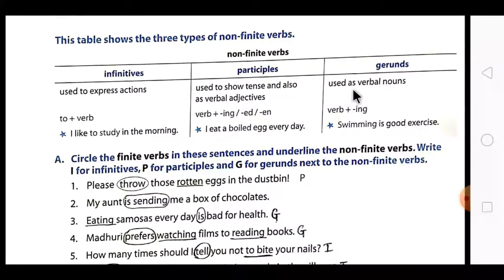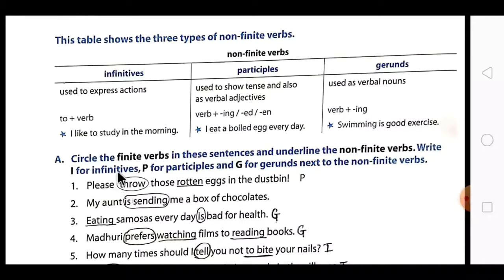And the last form is gerunds. Now for what are gerunds used? They are used as verbal nouns. Its form is always verb plus ing. Now let's look at the example. Swimming is a good exercise. See, it's a verb, but by adding ing, it is acting as a noun. That's why it's called a verbal noun. So swimming is a gerund.